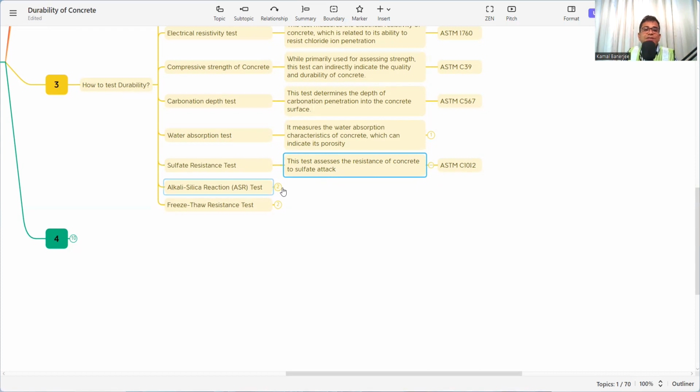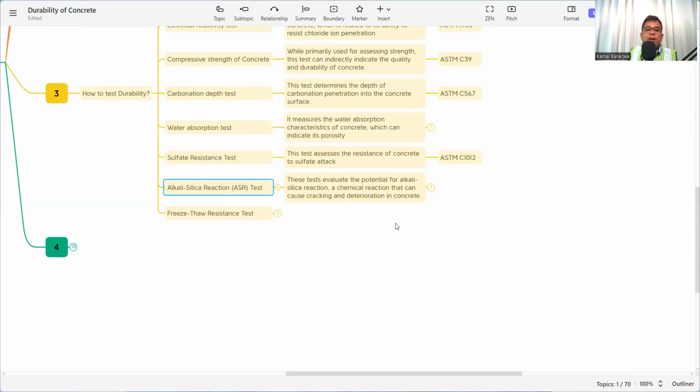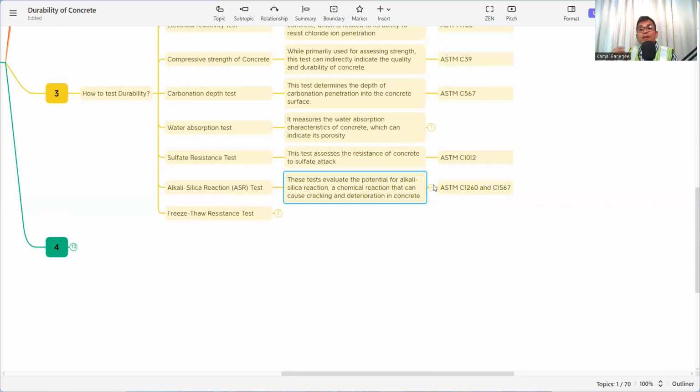Then the alkali silica resistance test, the ASR test. This test evaluates the potential for alkali silica reaction, a chemical reaction that can cause cracking and deterioration of concrete. If there is a crack, the water, chloride ion, sulfate ion, everything will penetrate inside the concrete. And if it penetrates, it is a foreign, harmful material, just like a virus and bacteria for our health. If the virus and bacteria penetrate inside, our health will be sick. In the same way, if sulfate, chloride, water or moisture gets inside the concrete, the concrete strength or health will also be at risk. So we need to protect the concrete from the attack of sulfate, alkali and silica. That's why we need to know the alkali silica reaction against the concrete. This will be tested as per ASTM C1260 and C1567.